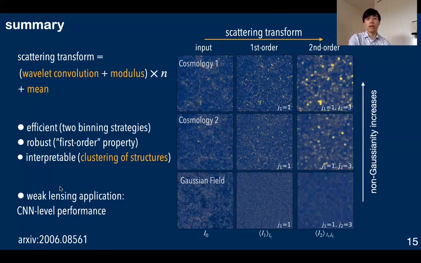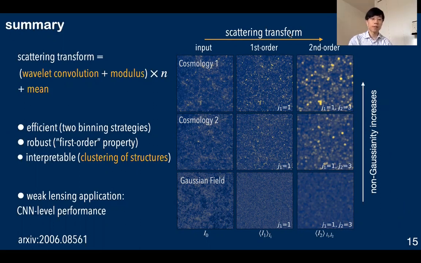And we've shown in simulated weak lensing convergence maps that the performance of the scattering transform to constrain cosmological parameters is on par with CNN and much better than the power spectrum alone. And on the right-hand side here is a visualization of how the scattering transform extracts non-Gaussianity from weak lensing convergence maps. Besides weak lensing, I think there is a potentially broad application of the scattering transform in cosmology and astrophysics.